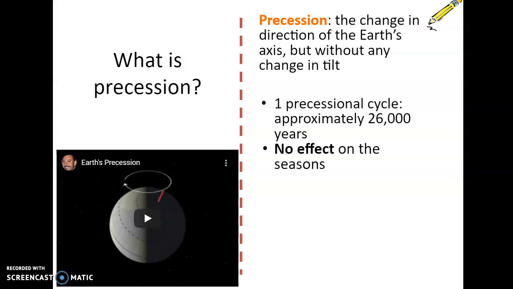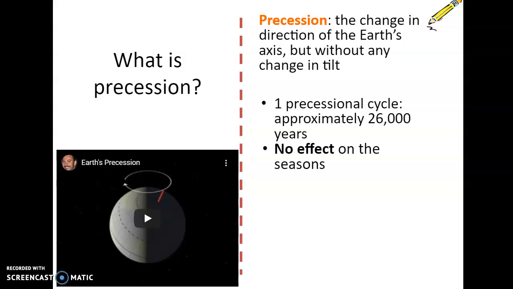So we just learned about rotation and revolution. So those are two very important topics to know about. But we're also going to touch on two other motions, precession being one of them, just because they're really important to know. So precession is the change in the direction of Earth's axis, but it doesn't change the tilt. So one precessional cycle is approximately 26,000 years.